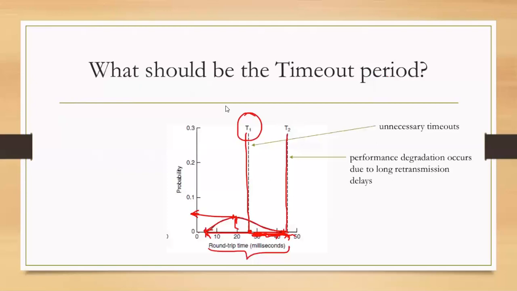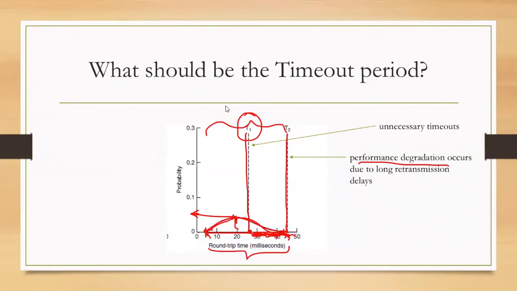Then we don't keep it early, we keep it late. So if it is late, then you can see it is covering the entire range. But then what about the performance? If I have it too late, then performance degradation will take place, because if the packets are lost, then you have to retransmit. But this retransmission will take a lot of time because you are waiting for t2 seconds or milliseconds. You're waiting very long. So the performance degradation takes place.